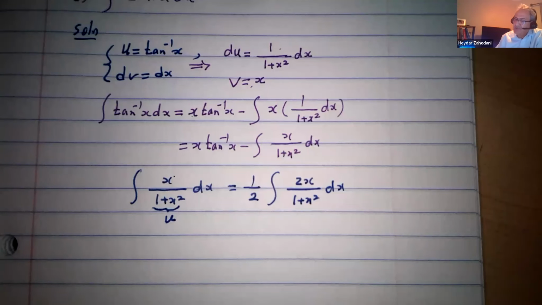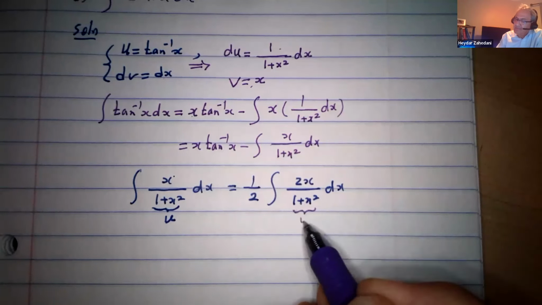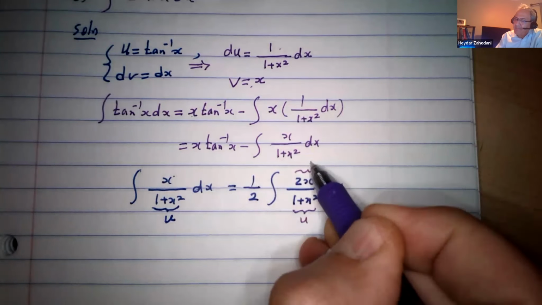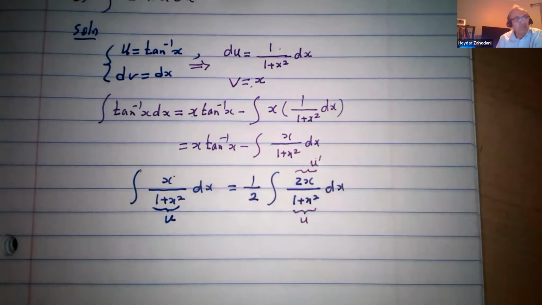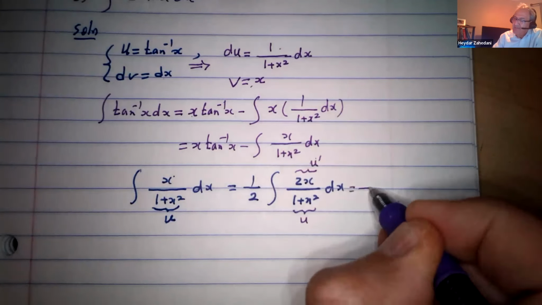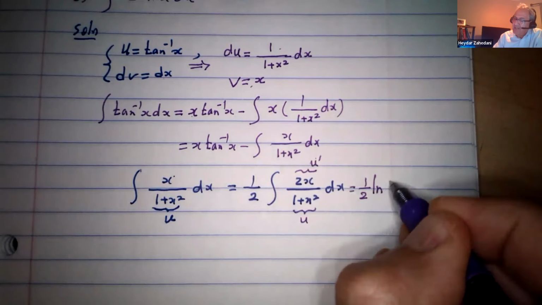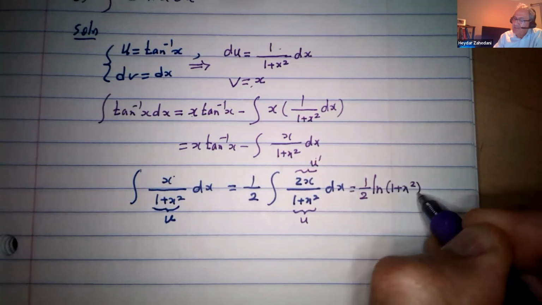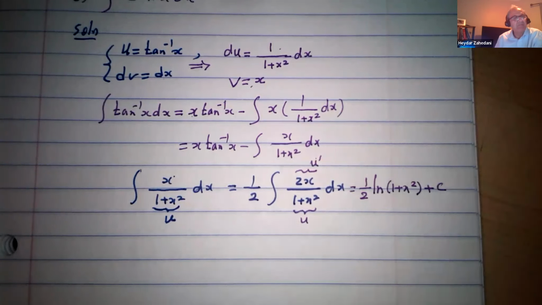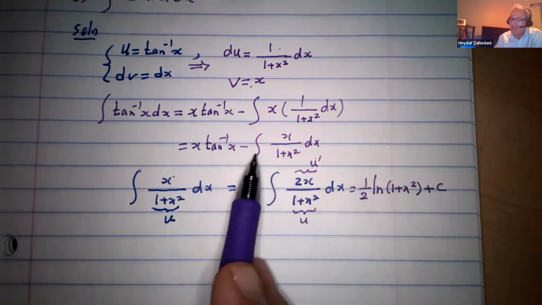Now, this is u, and this is u prime. You know that the integral of u prime over u is the ln function. So this would be 1/2 ln of 1 plus x squared plus c, if you like. That's a short form that you can use if you like, because with u prime on the top, you just need u prime to get it. And so you just go back and substitute to get the result.